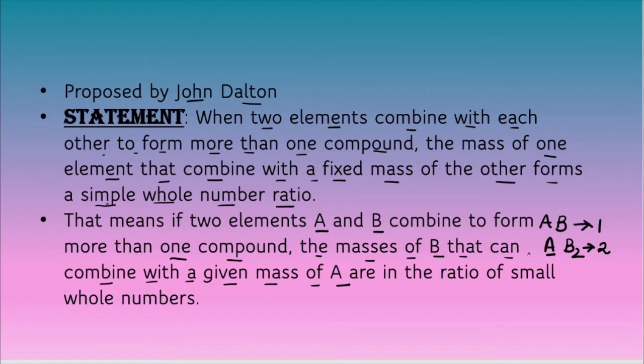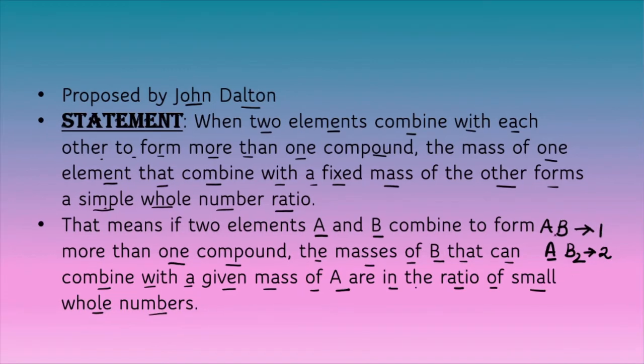Now, these two quantities are in the ratio of small whole numbers. Here, the ratio of the masses of B that combines with the fixed mass of A in these two different compounds, that is 1:2, is nothing but a simple whole number ratio. Let's look at few examples.